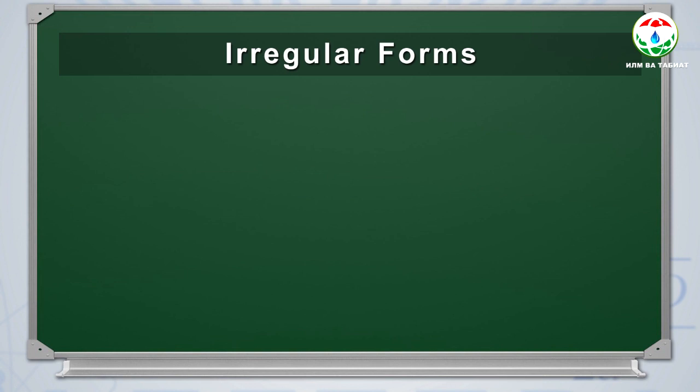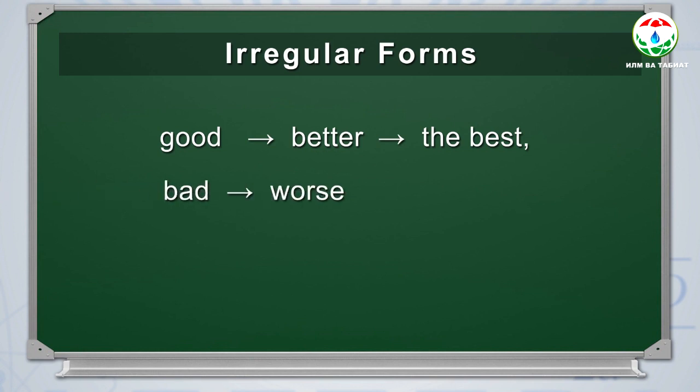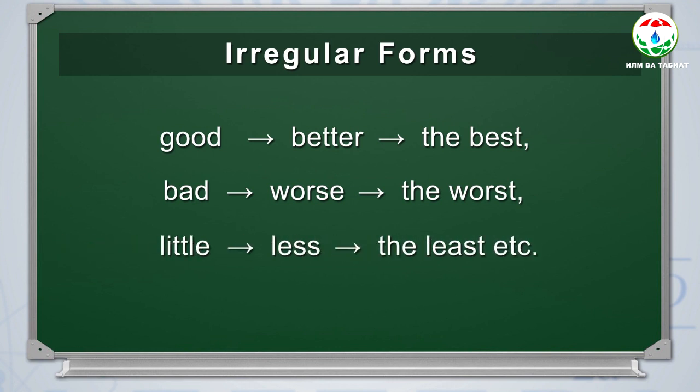Irregular forms. There are some irregular adjectives. For example, good, better, the best; bad, worse, the worst; little, less, the least, etc.